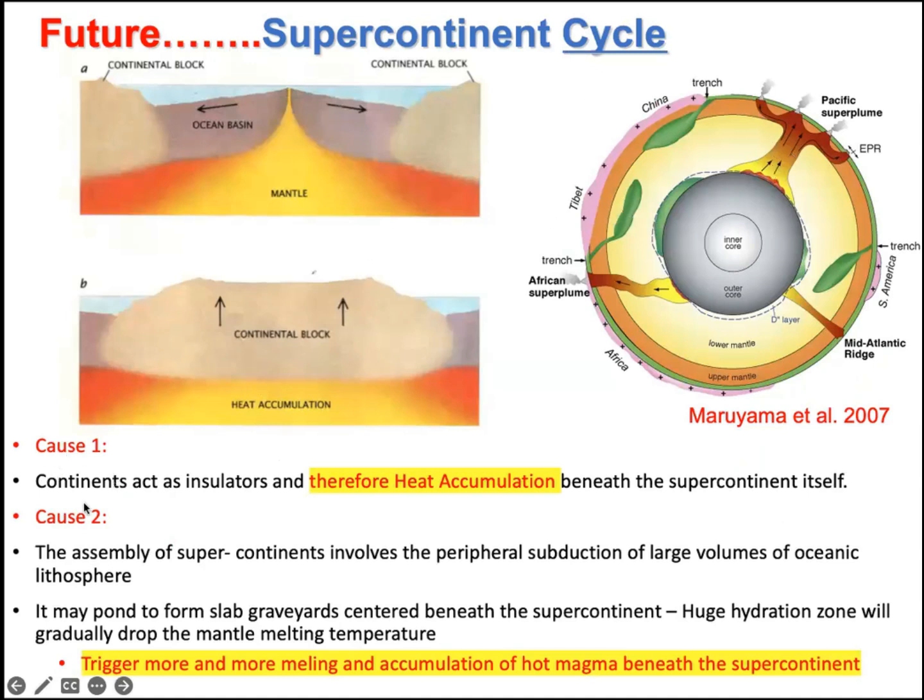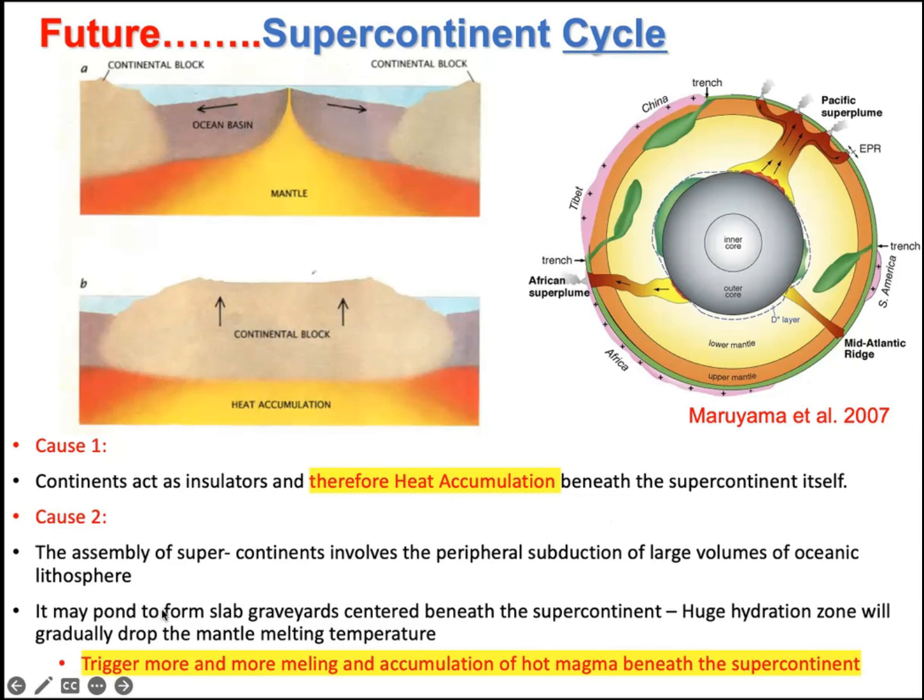So two causes can be there, because the continents are the insulators, of course, because they are large land masses. When it's a supercontinent, that is more prominent. There will be a large amount of heat accumulated, and they get thermally weakened, and the mantle upwelling plume material can easily hit and break them.